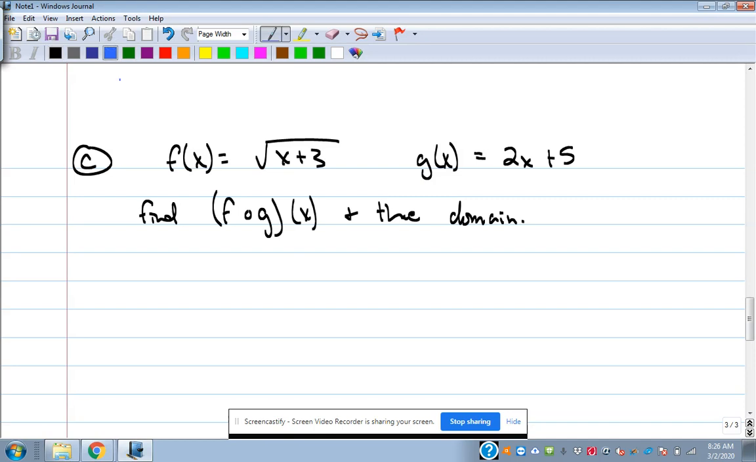So domain, we got to find domain of f of x. So how do we find domain of f of x? It's in the square root. What kind of numbers can we take the square root of? Can it not get weird?